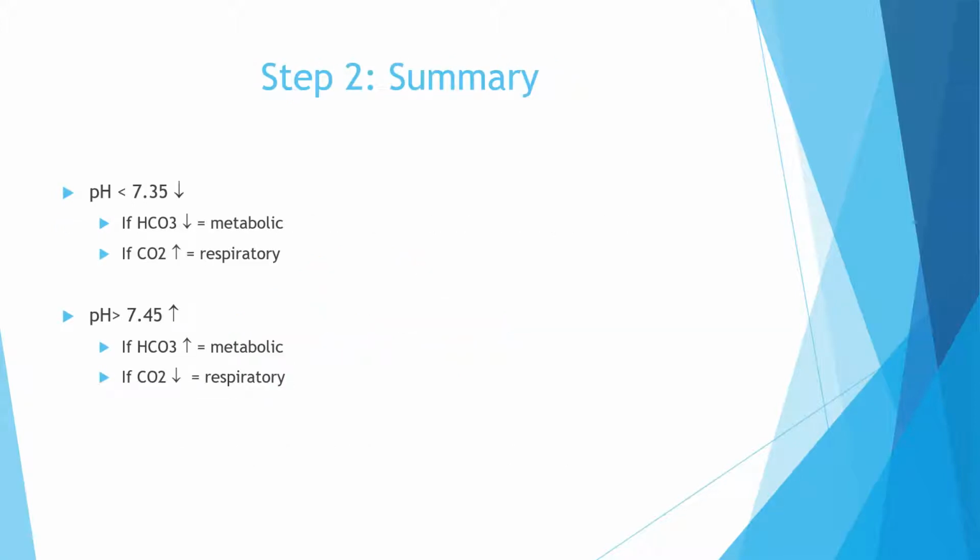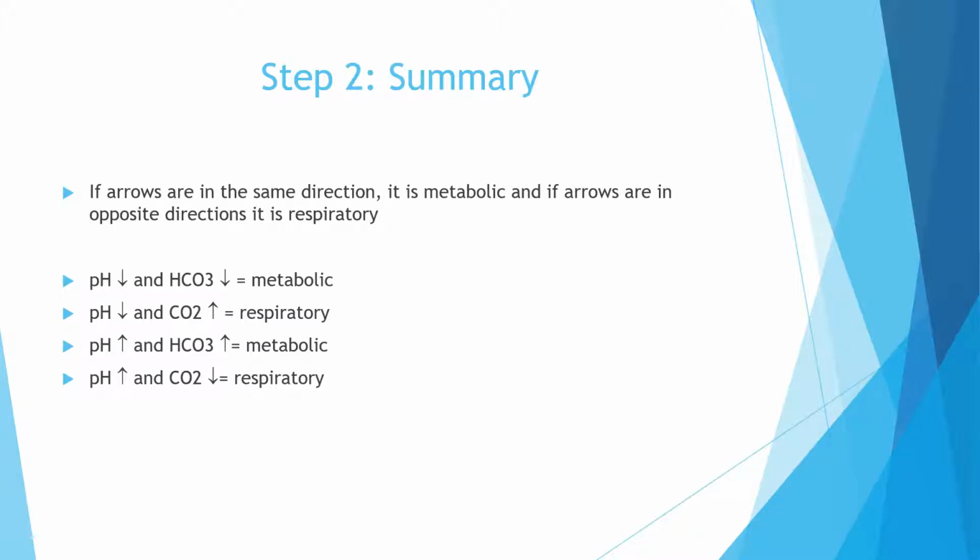In summary, if your pH is less than 7.35, you have acidemia, and if it's due to a change in the bicarb, so a decrease in bicarb, it's metabolic. If it's an increase in CO2, it's respiratory. Conversely, if your pH is greater than 7.45, and you see that the bicarb is high, it's metabolic, and if you see that the CO2 is low, it's respiratory. Another way to look at it is if the arrows are in the same direction, it's metabolic, and if they're in opposite directions, it's respiratory.